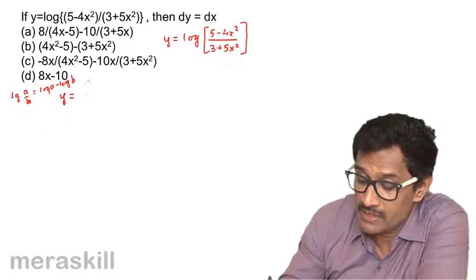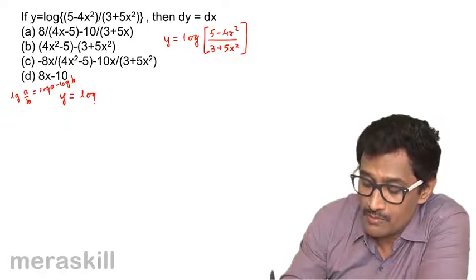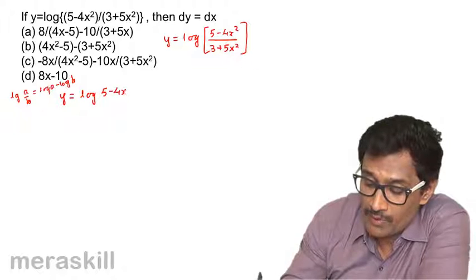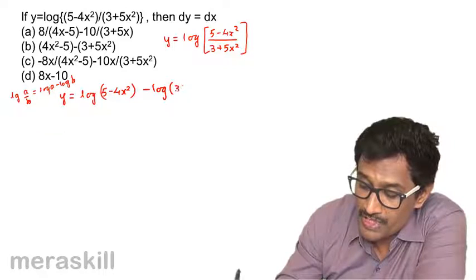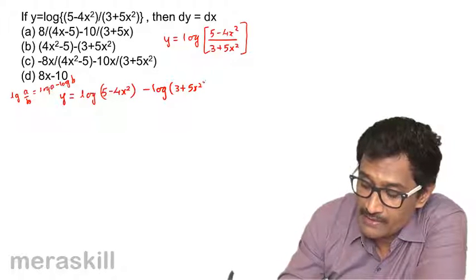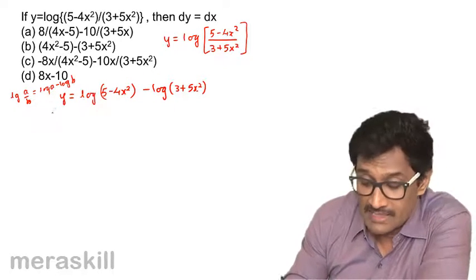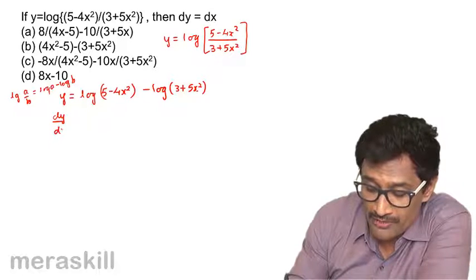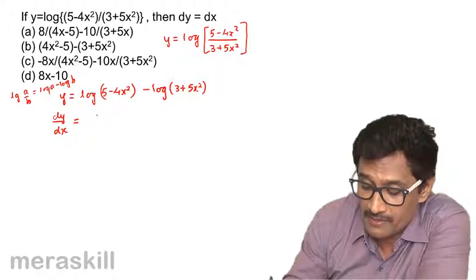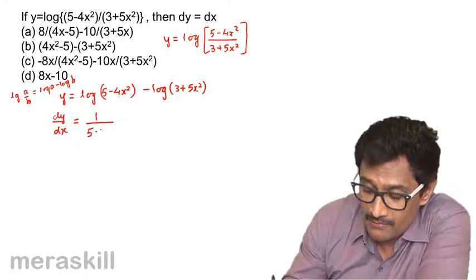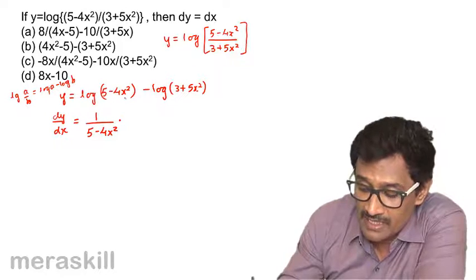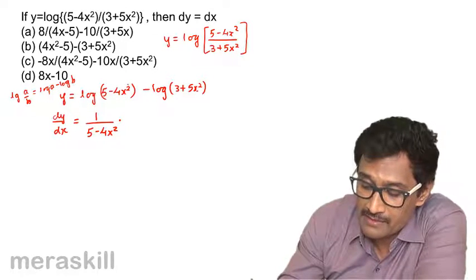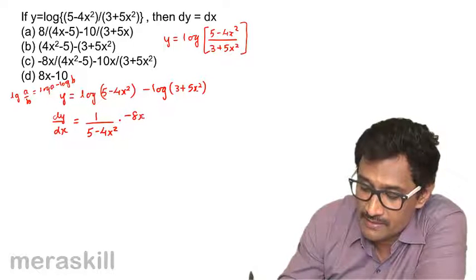So this can be written as log 5 minus 4x square minus log 3 plus 5x square. Now hence dy by dx, we use chain rule, composite function, log of any function is nothing but the inverse of that function into d by dx of the same function, which will turn out to be minus 4 into 2 into x raised to 1, minus 8x.